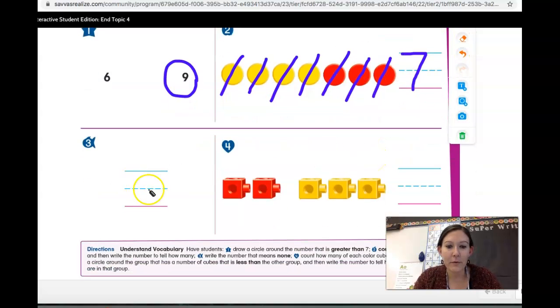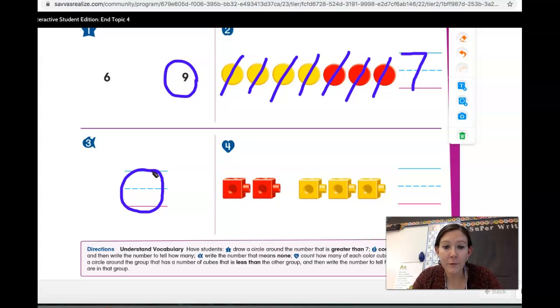All right, for number 3 fish, that's this one right here. Write the number that means none. What's the number that means none? Did you say it? Are you writing it already? It's 0. Great job. So you remember, we are just reviewing things that you probably already know.